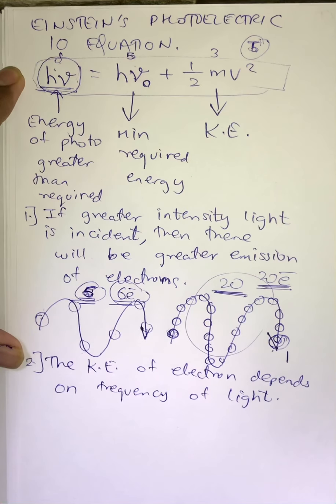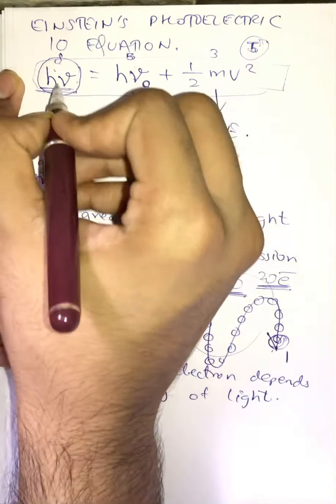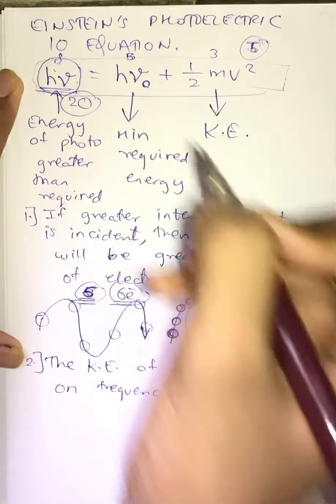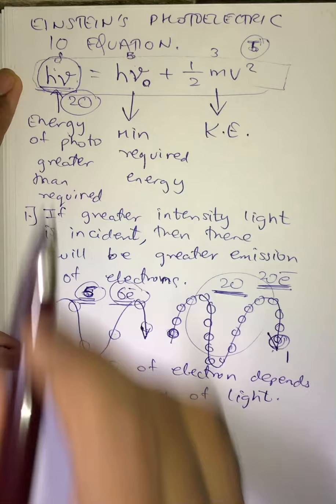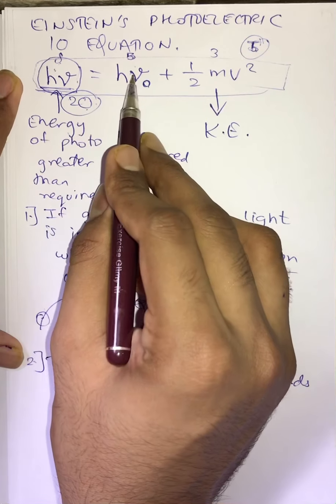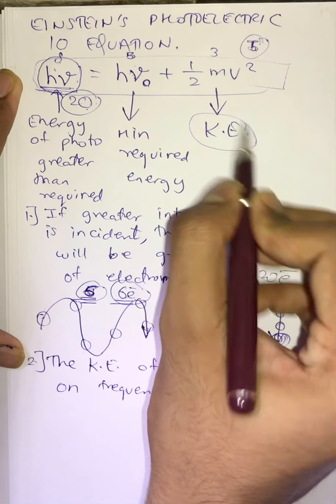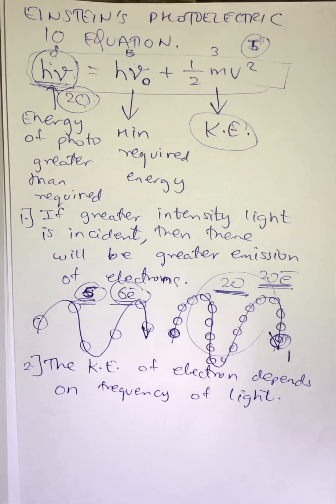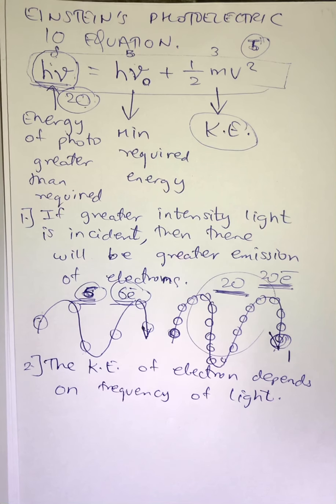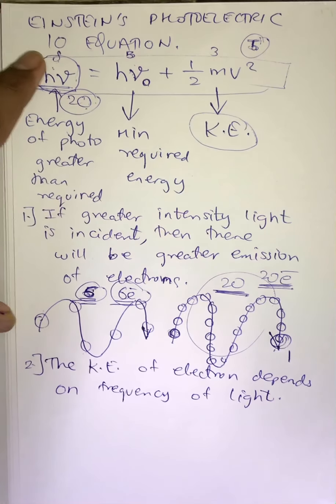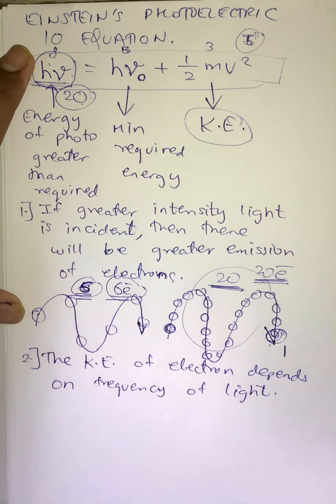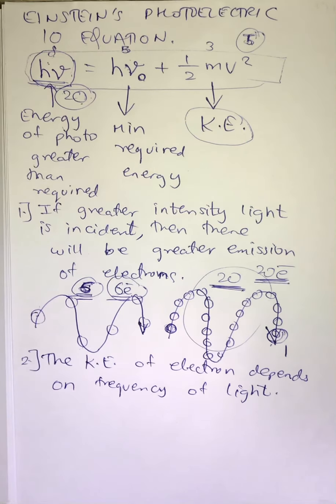Now suppose your frequency is much greater. So if frequency is much greater, then the energy of the photon will be, let's say, 20. So if energy is 20, then out of 20 only 5 will be used and the remaining 15 will be left as kinetic energy with the electron. So I hope you have understood these 2 points. These 2 points are very crucial when it comes to your examination.